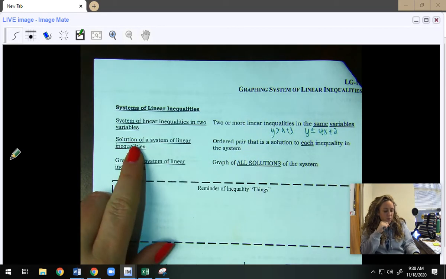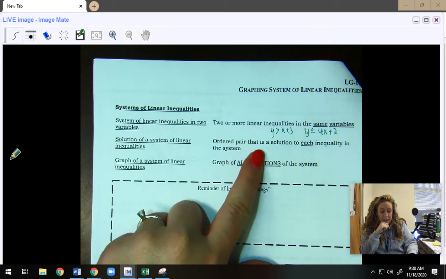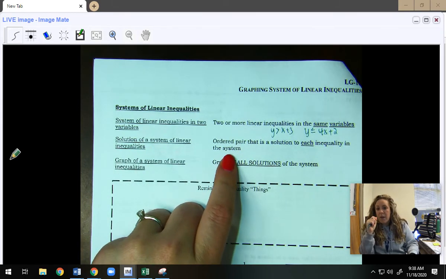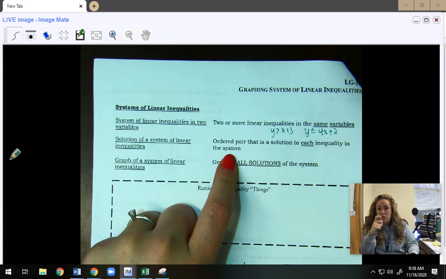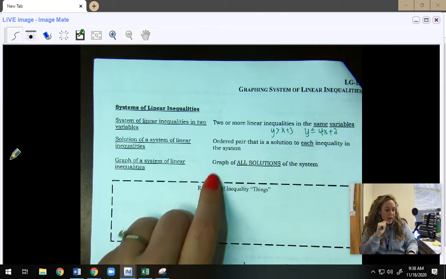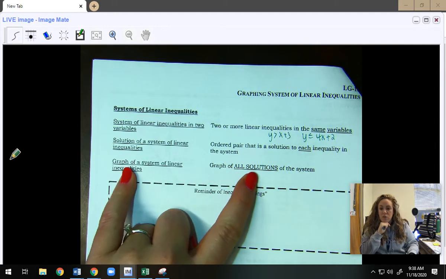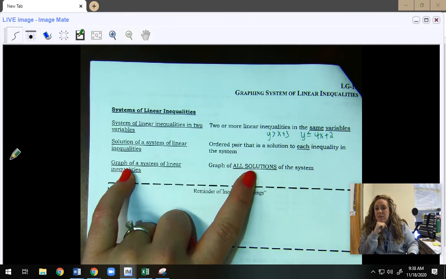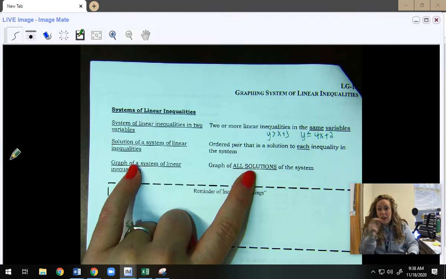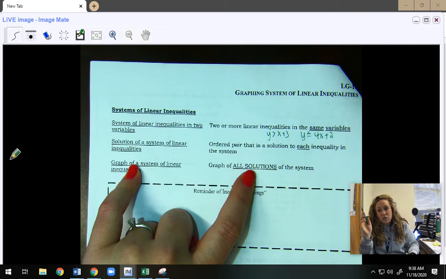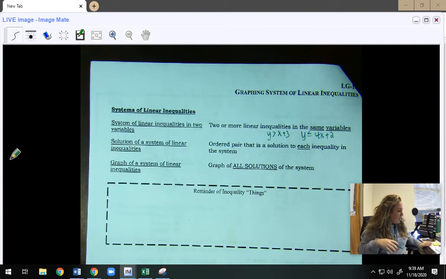Solution to a system of linear inequalities: an ordered pair that is a solution to each inequality in the system. Just like we did solutions to systems of linear equations, same thing, it has to make both true. And then the graph of a system of linear inequalities is the graph of all solutions to the system. So this is when you get to shade a whole bunch of stuff. You would draw the line, dashed or solid, and then shade.